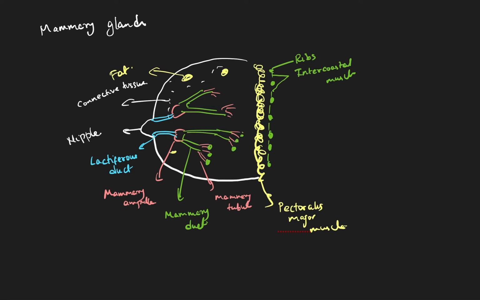Mammary tubule, and these are the, finally, alveoli. So these are the different parts what you can see. Now what is the process?